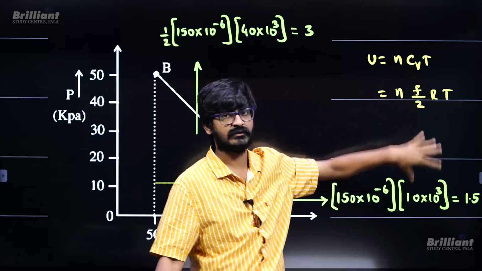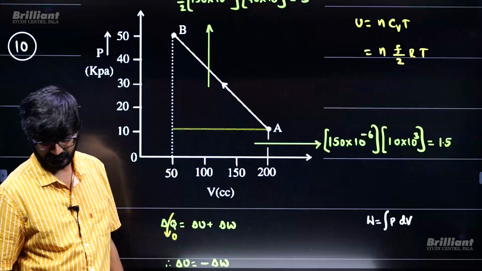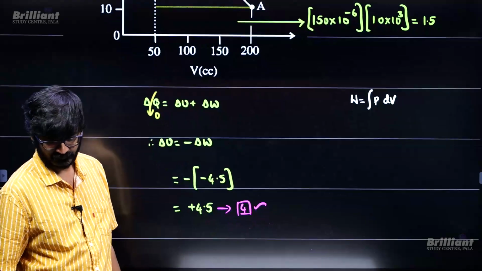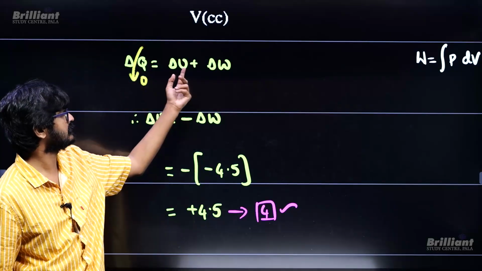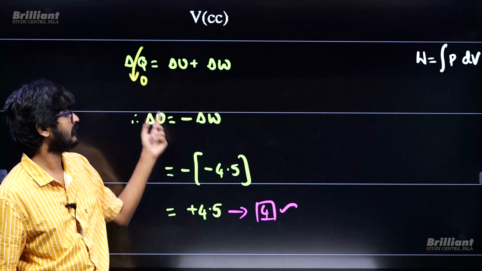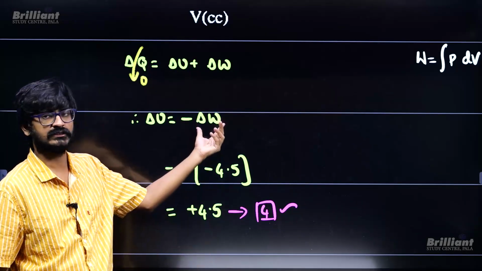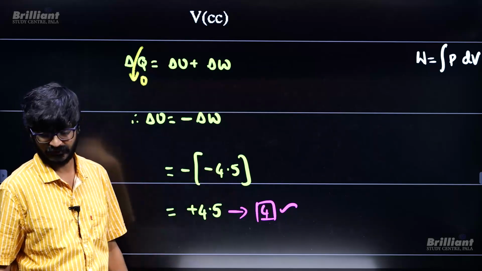So instead of going by this way, we will go with the other way. The other way is energy conservation. So first law, delta Q equals delta U plus delta W. They said this is 0. They asked you to find this. So delta U equals minus delta W. So if I can find what is the work done, then negative of that is going to be the answer.